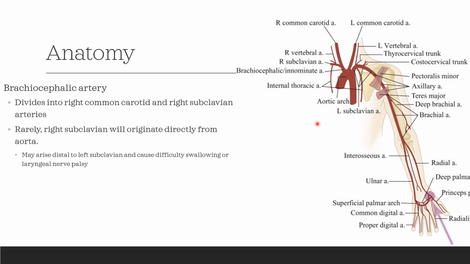Occasionally our right subclavian comes directly off our aorta, so that might be an anomaly you come across at some point. Now, if this is the case, some patients may end up having a little bit of difficulty swallowing or laryngeal nerve palsy. So that is something to be aware of with that right subclavian.